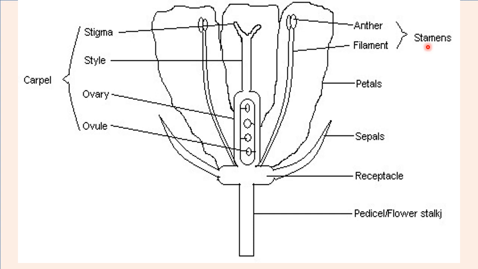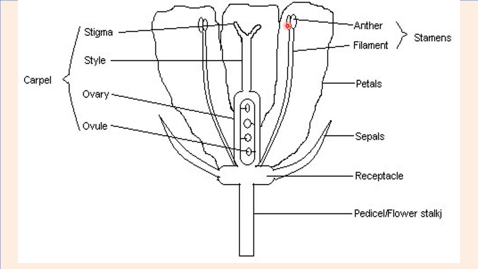They are made of two parts: the filament, this one, and this top part here, these ones which are like balls, called anther. The function of the filament is to hold the anther here, and also to provide nutrients to the anther. Then the anther contains what are called pollen sacs.